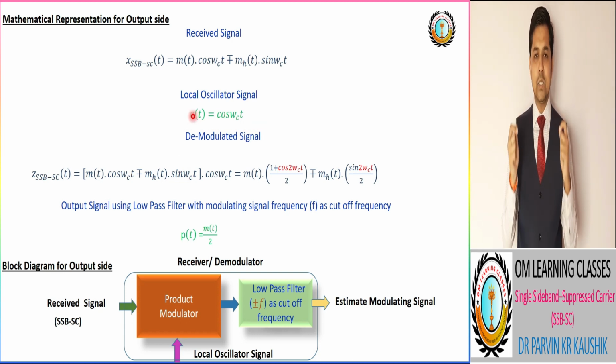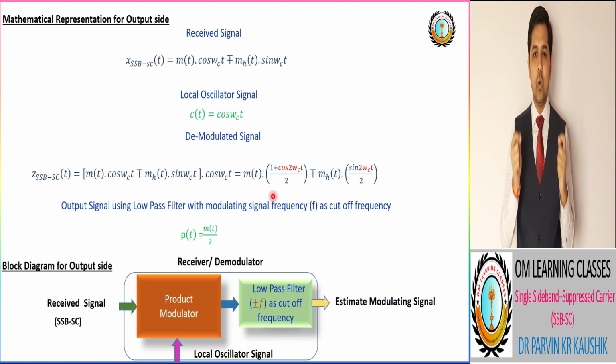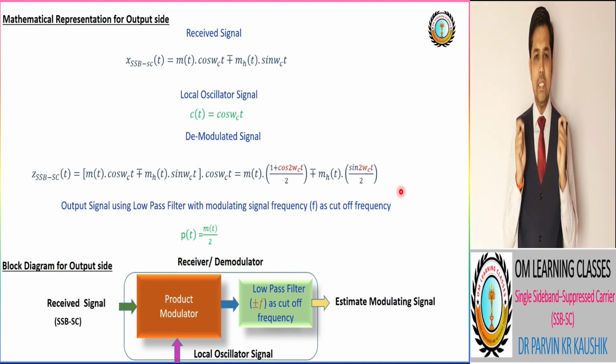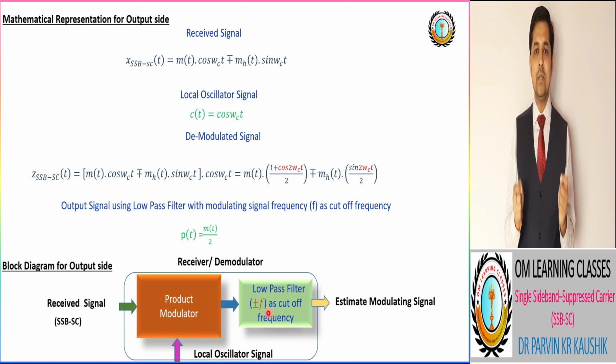So here we consider the local oscillator signal, that is equivalent to cos ωct. We multiply this local oscillator signal with the received signal as per the block diagram of the receiver, and this multiplication is achieved by a product modulator. Now this signal is passed through a low pass filter which has the cutoff frequency as per the maximum operating frequency or bandwidth of the modulating signal.